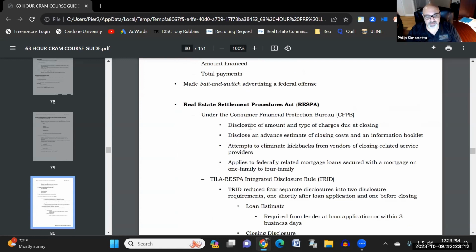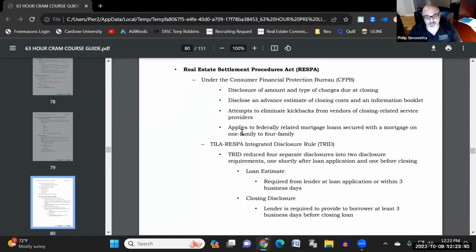Next, we have the Real Estate Settlement and Procedures Act, RESPA. Okay, this is regulated under the Consumer Financial Protection Bureau, CFPB. The disclosure of an amount and type of charges due at closing must be clear. You must disclose an advance estimate of closing costs and an information booklet. It attempts to eliminate kickbacks from vendors and closing related services providers. It applies to federally related mortgage loans secured with the mortgage on a 1 to 4 family unit. So if it's not a federally related mortgage, and if it's 5 units or more, this does not apply.